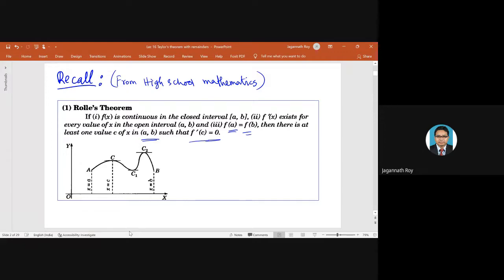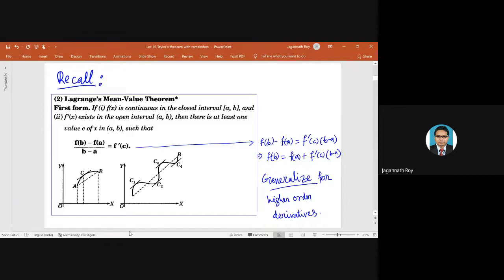Now, to generalize this concept, we have seen Lagrange's mean value theorem, where we consider a continuous function in the closed interval [a, b], and the derivative f'(x) exists in the open interval. If these two conditions are satisfied, then we can write f'(c) equals (f(b) minus f(a)) divided by (b minus a), so c is in between the starting point and the end point of the open interval.